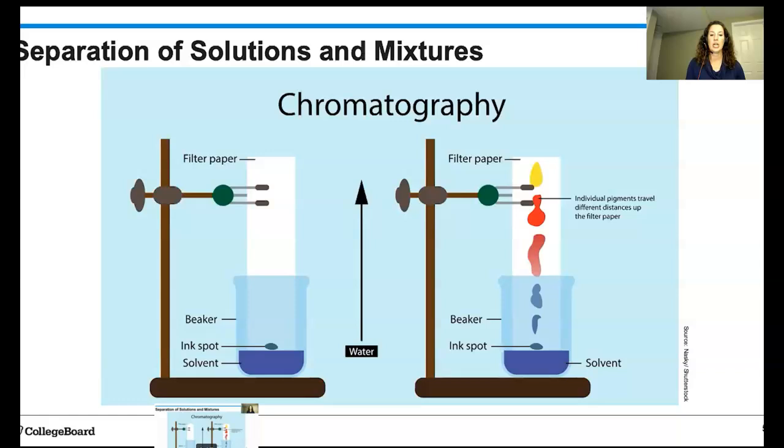As it travels up the paper, it's going to separate the different colors of ink based on their interaction with the solvent and with the paper. All that's based on intermolecular force. Okay? So individual pigments travel different distances up the filter paper, and you'll actually see the different colors. You wait until the solvent is almost at the end, and then you take the paper out. You don't want it to run off the paper.